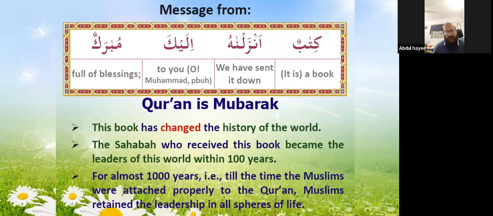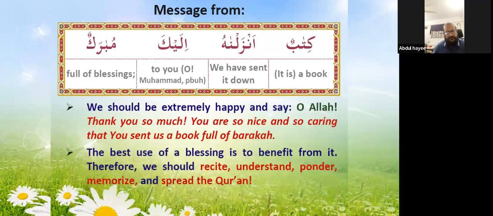For almost 1,000 years, as long as the Muslims were attached properly to the Quran, Muslims retained the leadership in all the spheres of life in this world. We should be extremely happy and say, "Oh Allah, thank you so much. You are so nice and so caring that you sent us a book full of blessings." But the best use of a blessing is to benefit from it. Therefore, we should recite, understand, ponder, memorize, and spread the Quran. These are the rights of the Quran on us.